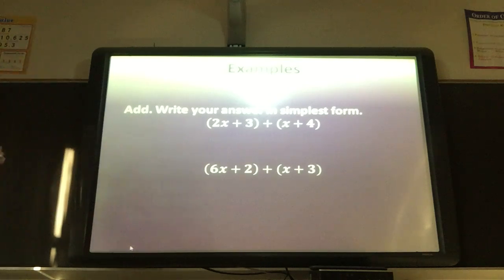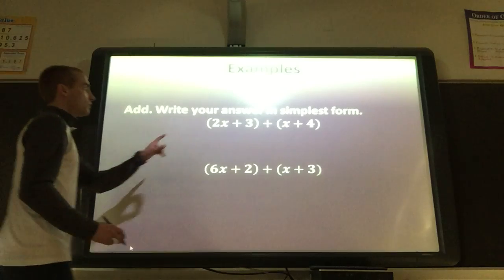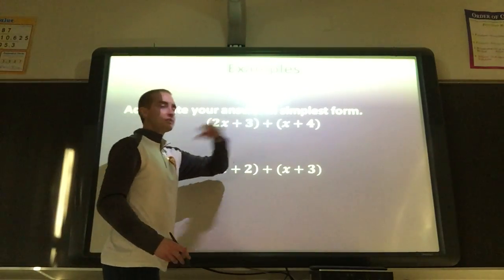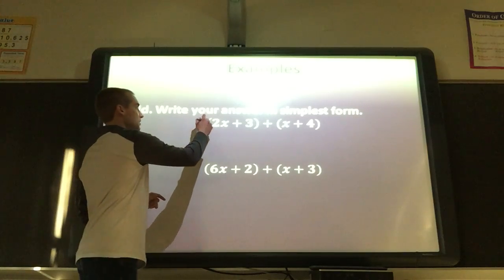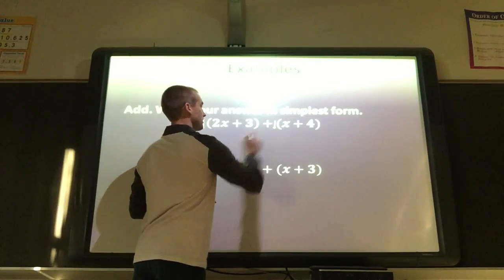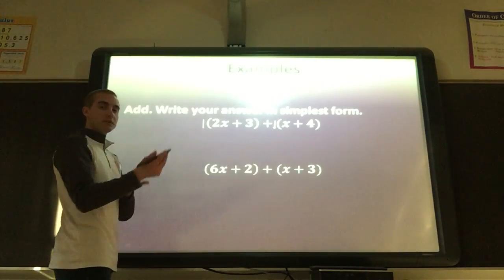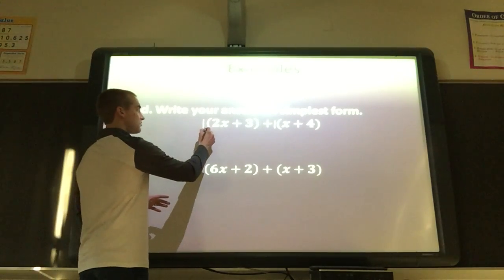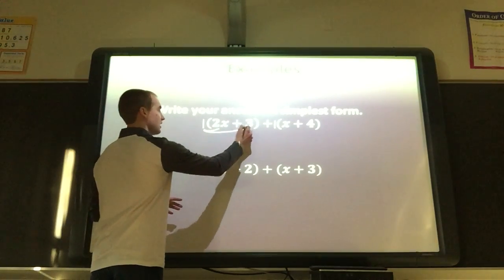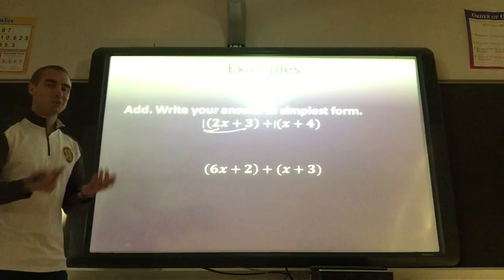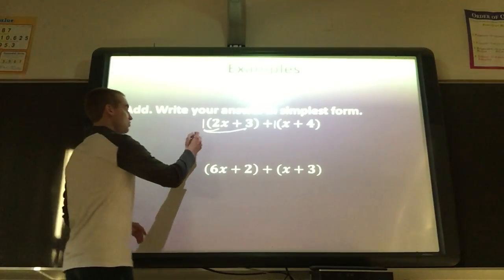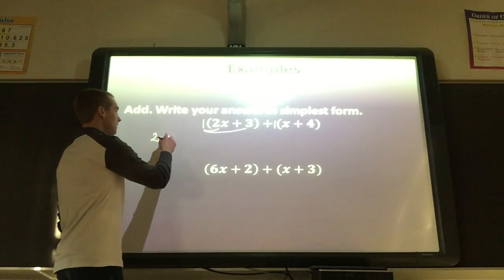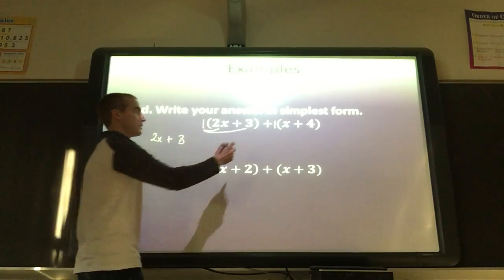So our first one, 2x plus 3 plus parentheses x plus 4. So notice that these are both in parentheses, but there's no number outside of the parentheses. So when that happens, we can write a 1 outside of the parentheses, and go ahead and go through the steps of actually distributing. We would distribute a 1 to the 2x and a 1 to that 3. Well, 1 times anything, nothing's going to happen, right? So this is going to stay 2x plus 3. All we're doing is writing it without parentheses.